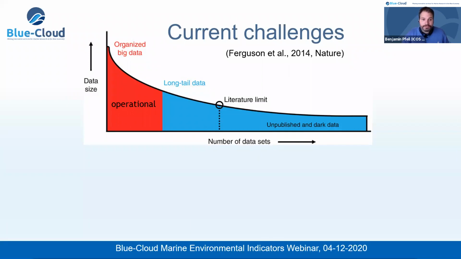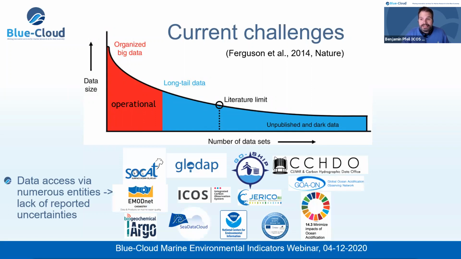So data is accessible, but it's accessible via numerous entities. There is not a one-stop shop on how to get the data. And even worse, the uncertainties are often not reported. This one gives you just an indication of the possible data sources, but there are actually quite many more we would have to take into account.